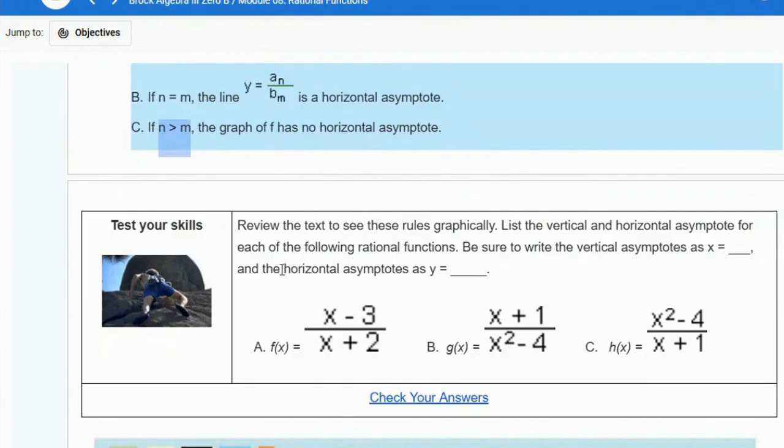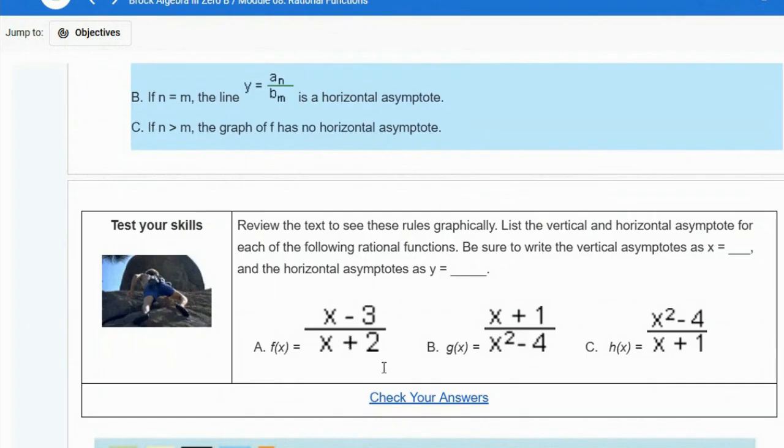Let's talk about the horizontal asymptote first. The degree of the numerator is 1. It's x to the 1st. The degree of the denominator is x to the 1st. What are the coefficients? Well, they both have a coefficient of 1. So it's 1 over 1. So the horizontal asymptote for this first one is just going to be y equals 1.